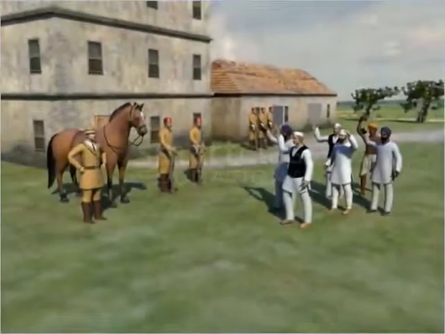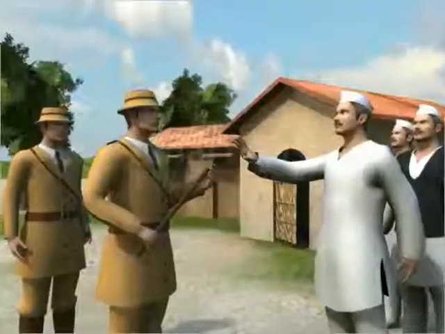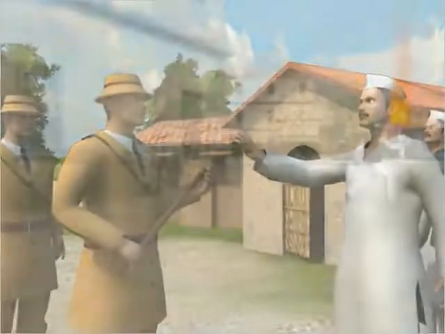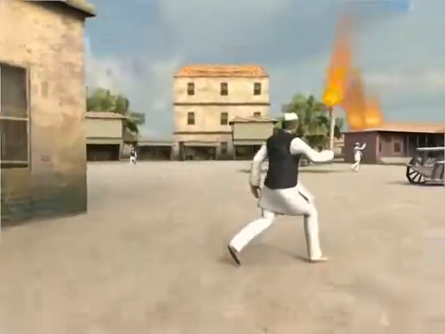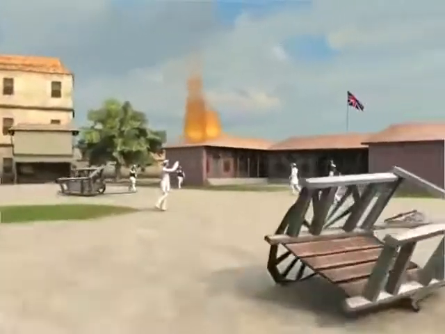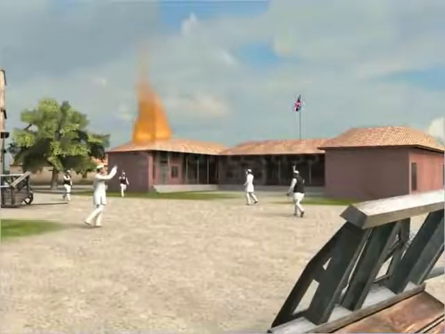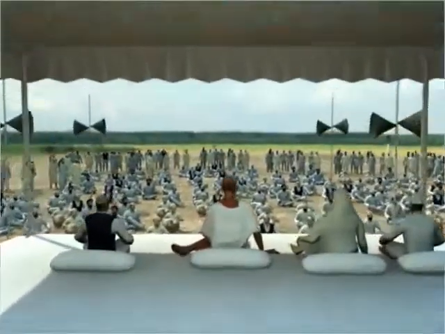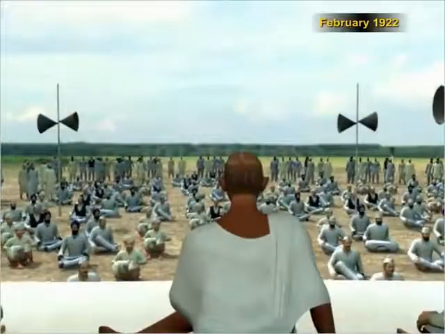In addition, Congress workers could not remain non-violent throughout, and there were clashes between the protesters and the British authorities. At Chauri Chaura in Gorakhpur, Uttar Pradesh, a mob of protesters set a police station on fire, killing a number of policemen. Due to this violence, Gandhiji called off the movement in February 1922.